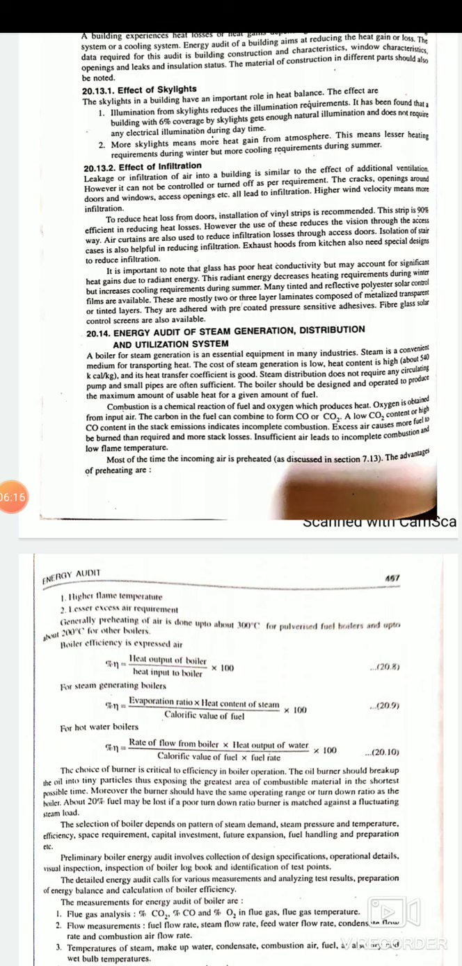The boiler should be designed and operated to produce the maximum amount of usable heat for a given amount of fuel. Combustion is a chemical reaction of fuel and oxygen which produces heat. Oxygen is obtained from input air. The carbon in the fuel can combine to form carbon monoxide or carbon dioxide. A low carbon dioxide content or high carbon monoxide content in the stack emissions indicates incomplete combustion. Excess air causes more fuel to be burned than required and more stack losses. Insufficient air leads to incomplete combustion and low flame temperatures.